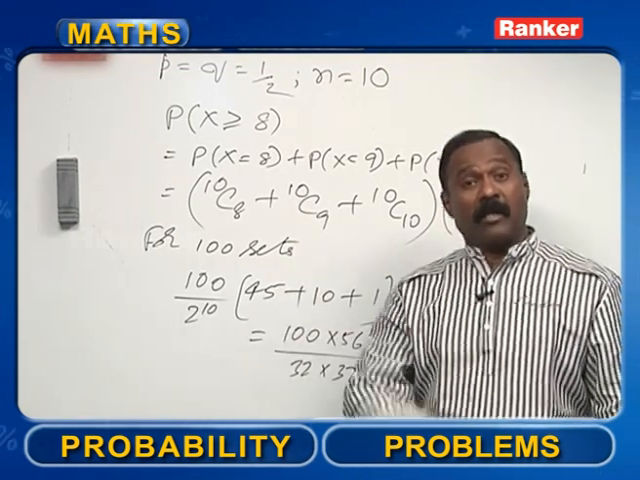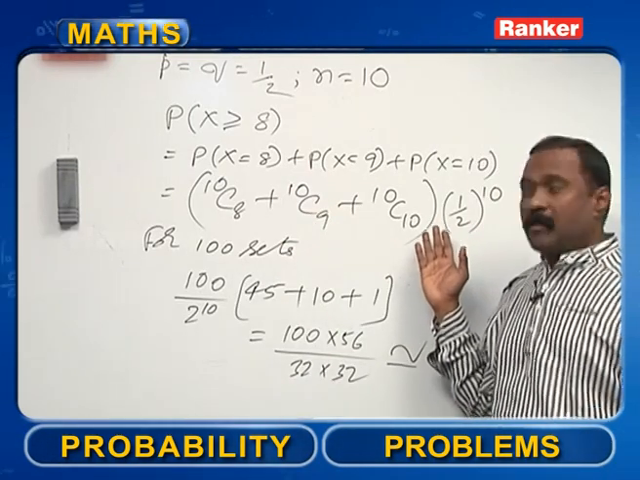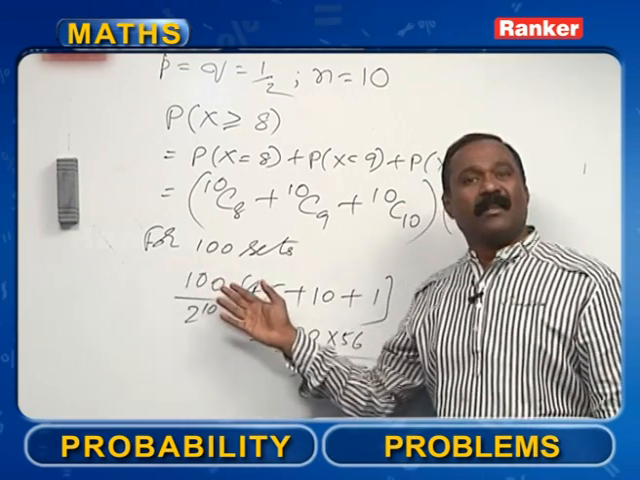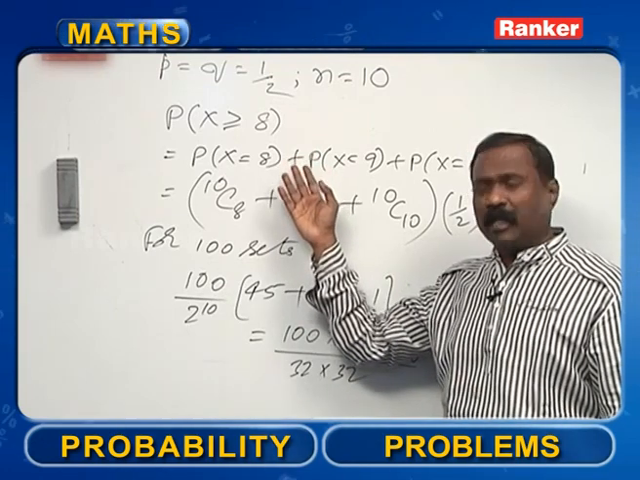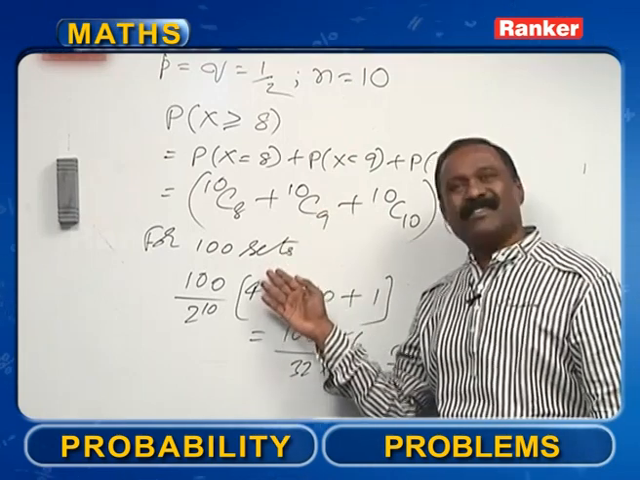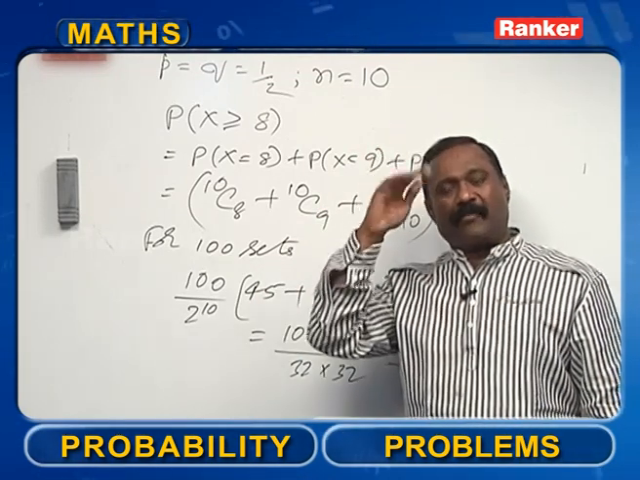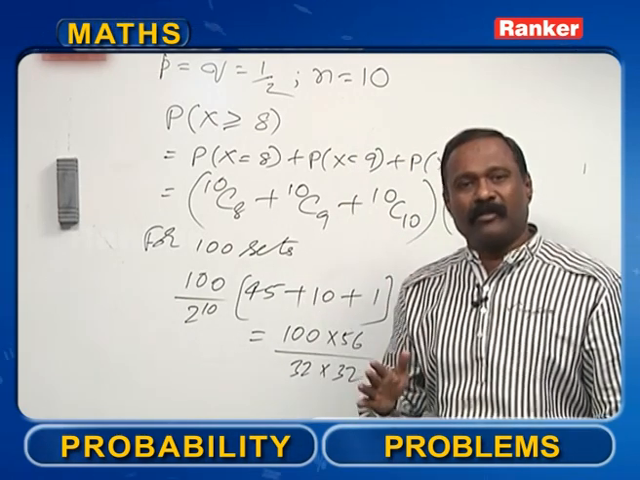For 10 tosses, for one set, we have calculated the required probability, but we require this for 100 sets. For 100 sets, we are not applying the concept of probability. We are getting it for one set and we are generalizing this to 100 sets. Similarly, in the previous problem also, we generalized it for 10,000 families. No confusion, please.